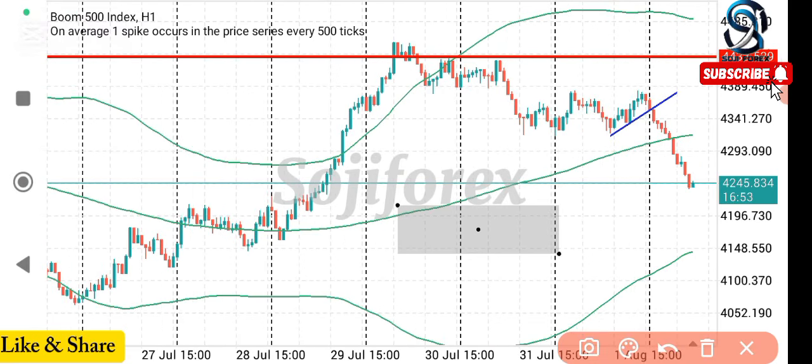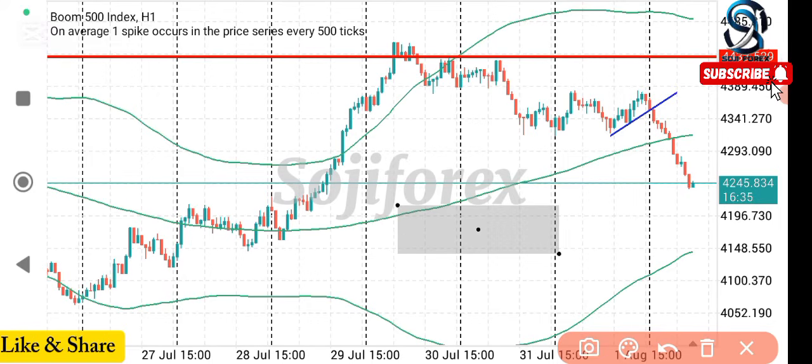Just as you can see here, price went outside of the upper Bollinger Band completely. So with that, we are now expecting price to return into the band, and true to it, price returned back into the band from up here.